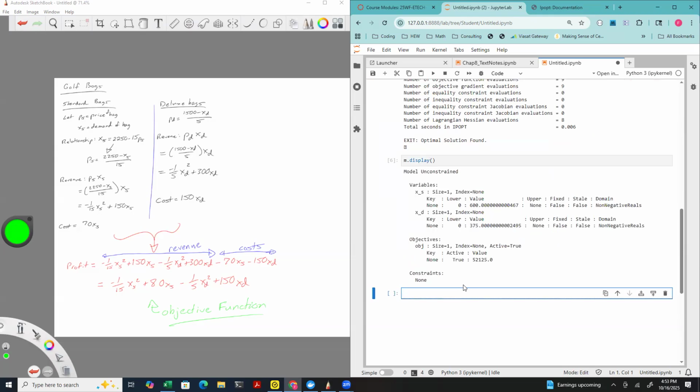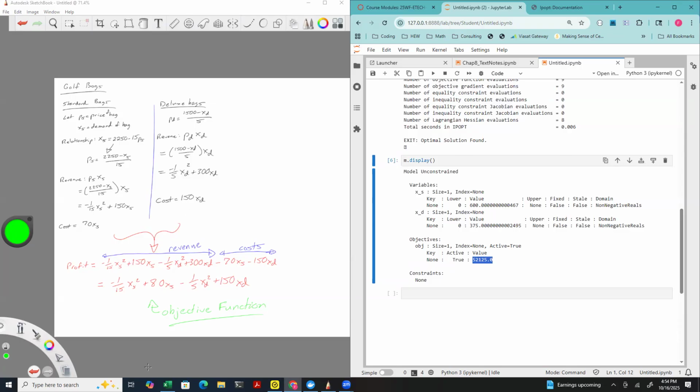And so we can display the model because Pyomo takes those optimal solution values and stuffs them back into the different attributes of the model. We can see that the number of standard bags for this unconstrained problem should be 600. The number of deluxe bags should be 375. And that would yield a profit of $52,125. So that's a great place to start, right? We solved the nonlinear expression, and now we have a result to work with. The key thing to note is that we haven't considered any of the constraints tied into it. So that is that part.